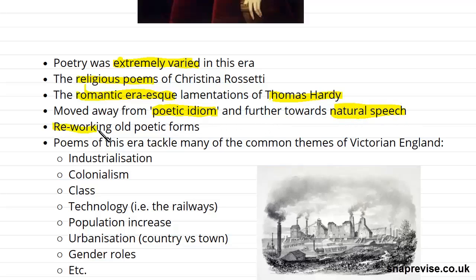They reworked old poetic forms, so in the Victorian era we'll see a lot of variation on traditional forms of poetry, such as the sonnet form. The poems of this era tackle many of the common themes of Victorian England and literature in general in Victorian times.